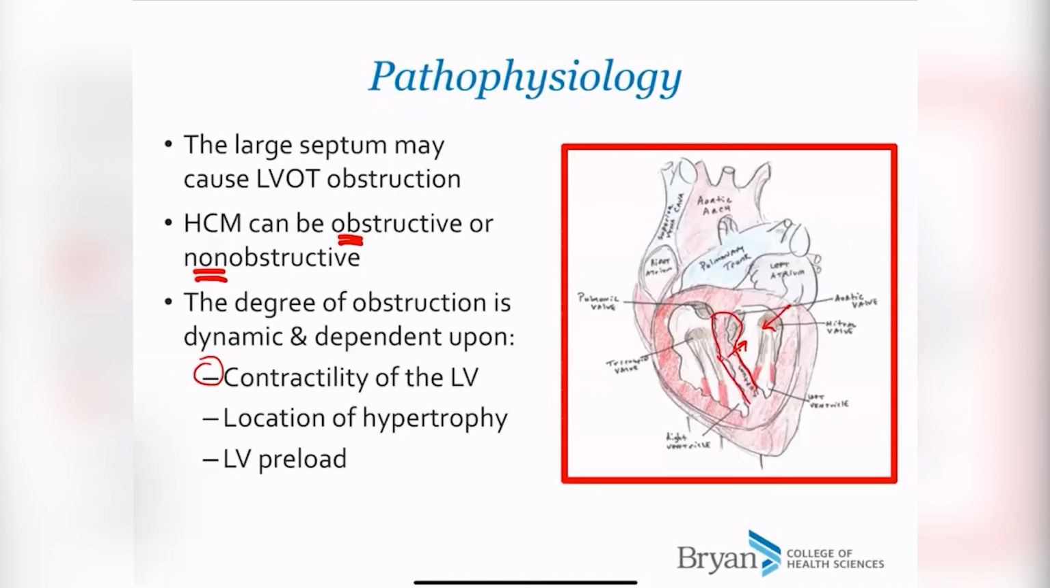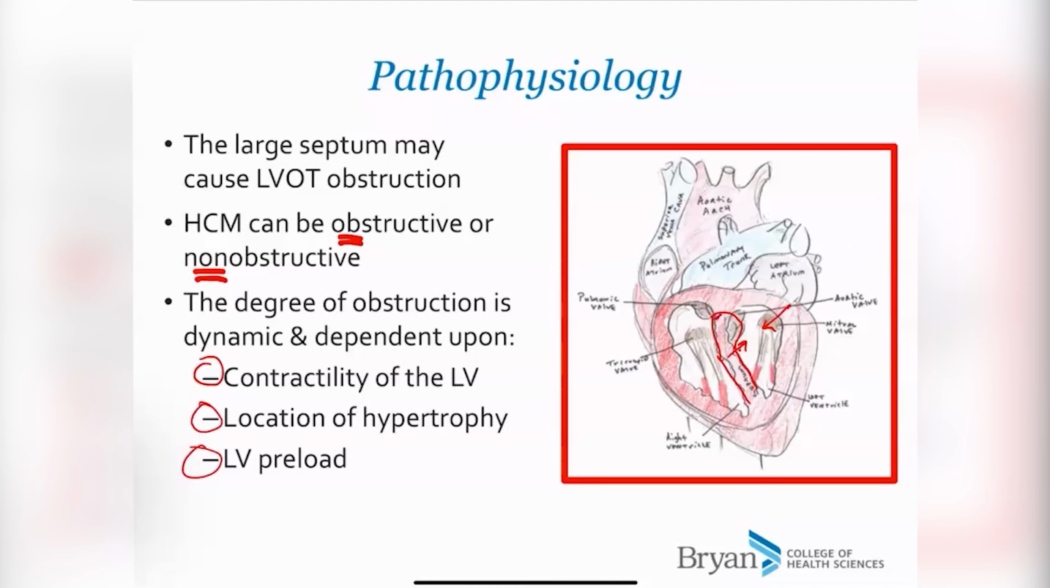It is also dynamic in that it's dependent upon the location of the hypertrophy. It's not always at the top portion of the septum. It is the most common for it to be there, but again, not always. And then it's dependent upon the left ventricular preload, so on the amount of volume and stretch that you can get into the left ventricle during diastole or filling.